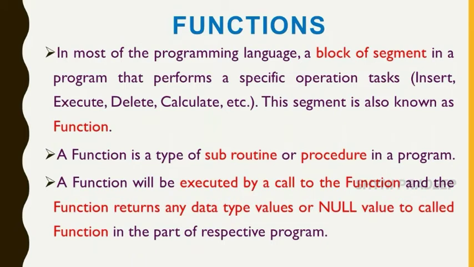A function will be executed by a call to that function, and the function returns any data type value or a null value to the calling function. So you write the block of statements within the function. If you want to execute that block again and again, you just make a call to that function. It returns any value, or it returns a null value. Null value means 0.